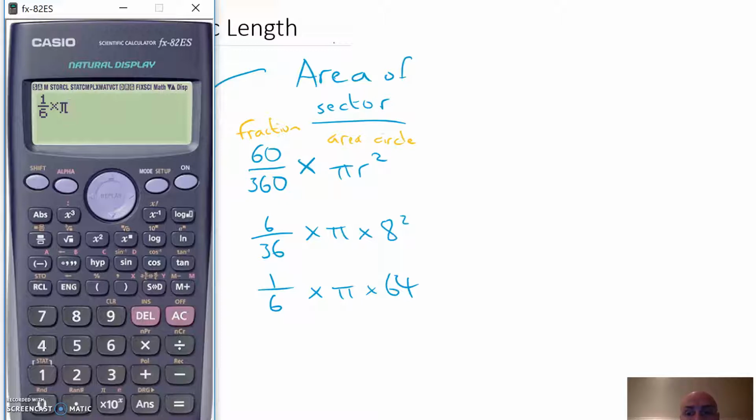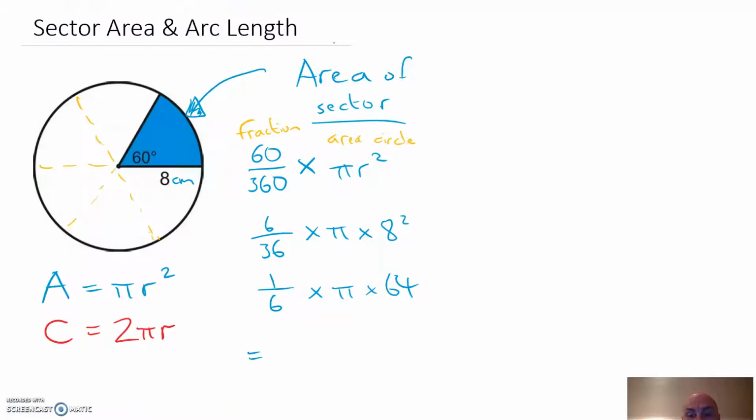So 1/6 times pi times 64. We'll press equals and we get 32/3 of pi, 32 pi over 3. Now sometimes we might want to leave that pi in there, but let's S to D it, get a normal decimal, so to one decimal place we've got 33.5 square centimetres. So our area is 33.5 square centimetres. It's an area, so centimetres squared.